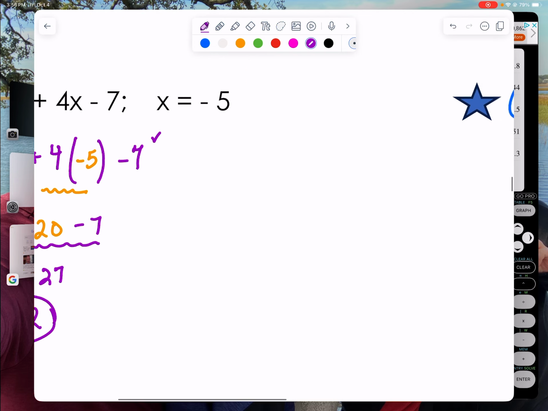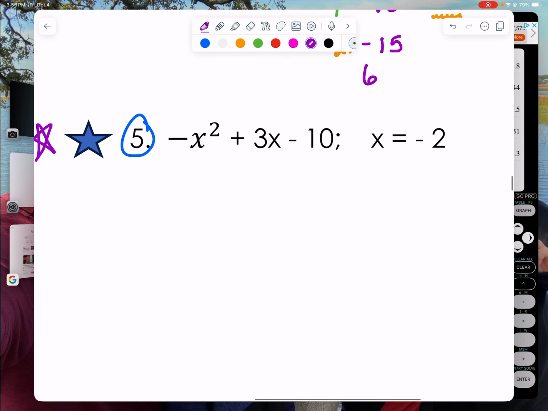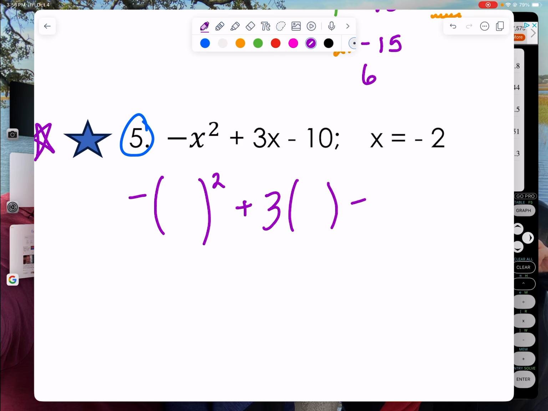All right, I should double and triple star number 5, okay? Number 5 has all the traps. So notice when I write this down, I'm going to have a negative something, because it's negative x squared plus 3x minus 10. So I'm going to have negative something squared plus 3 times something minus 10. And then I'm going to go back in and plug in my negative 2, okay?